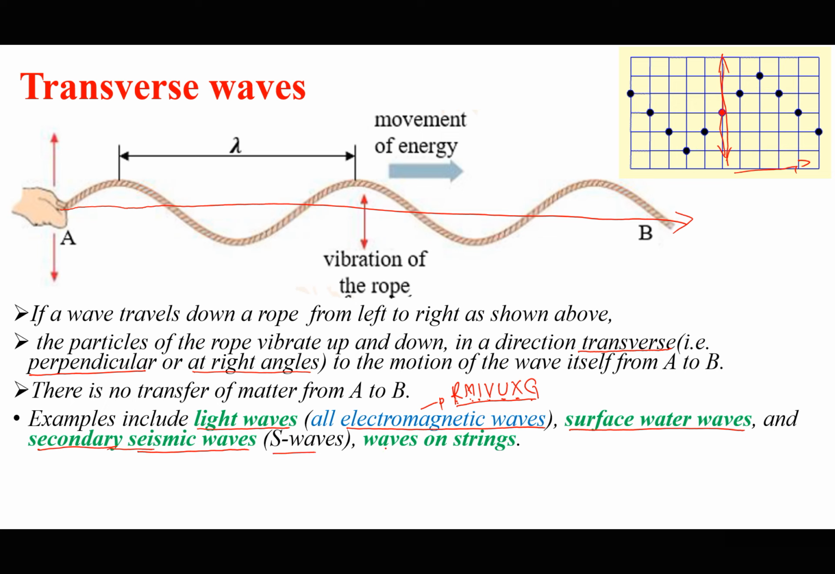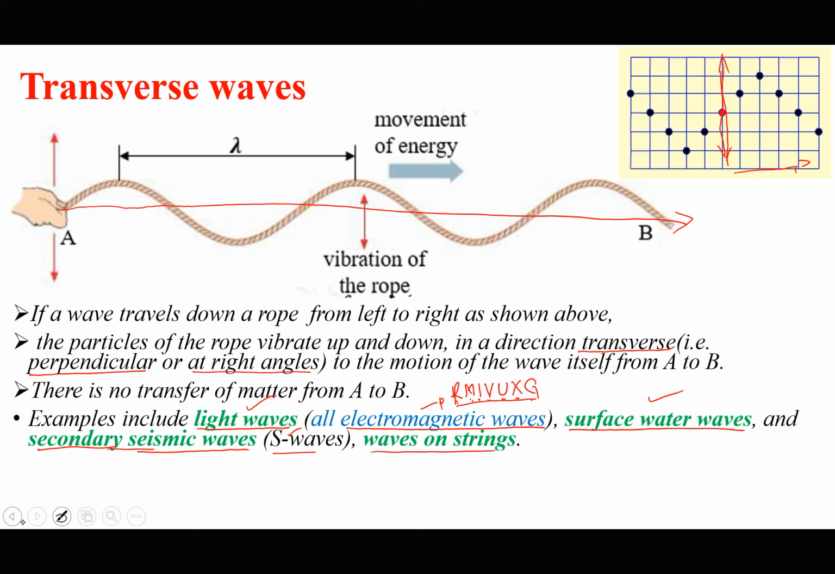We also have waves on a string or in a rope like this one here. These are actually transverse waves. Of course, the common transverse waves you always mention are light, water waves, and then the S waves. Those are the common examples we'll always mention.